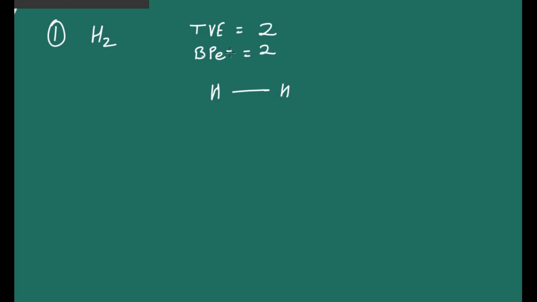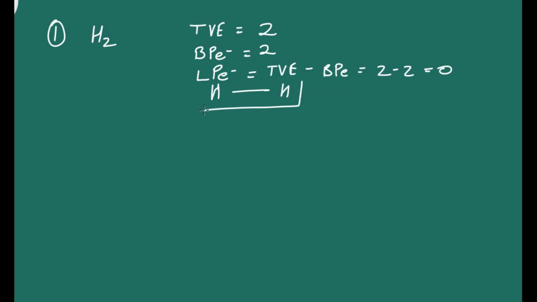Now lastly, calculate lone pair electrons. How many lone pairs are remaining? How will you calculate that? Total valence electrons minus bond pair electrons. You will get 2 minus 2 is equal to 0. So there are 0 lone pair electrons left in the structure, and there is no need to put lone pairs because we already know that this is the final structure of the H2 molecule. I will not write this particular formula again. We will do it directly. All right. Let's take a bigger example of O2.